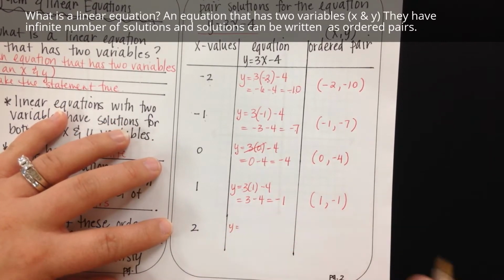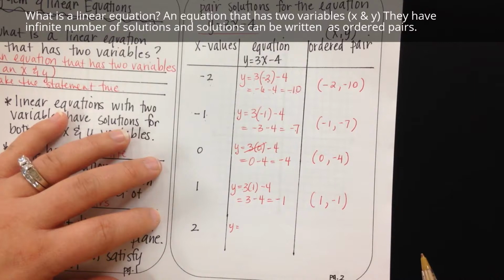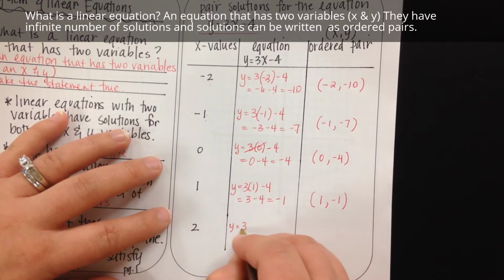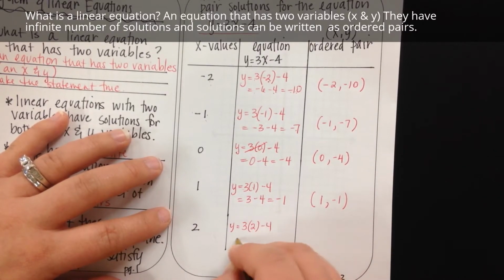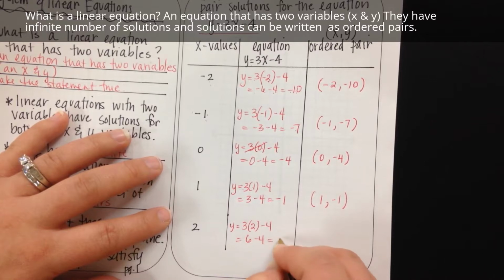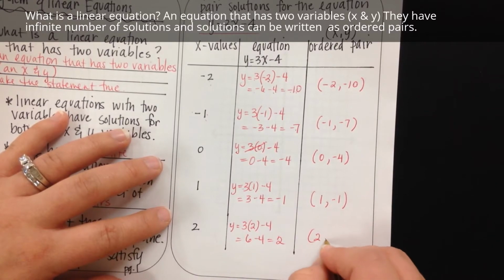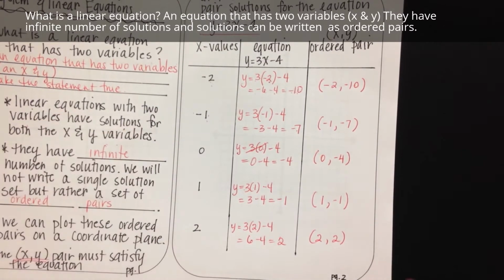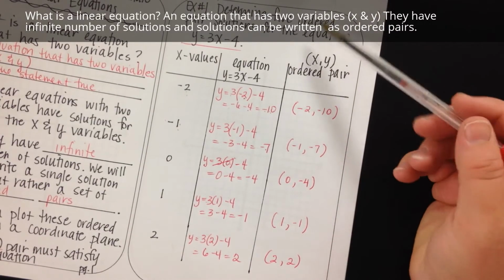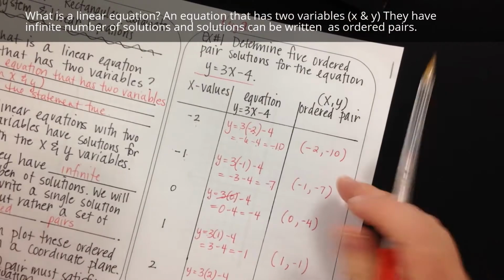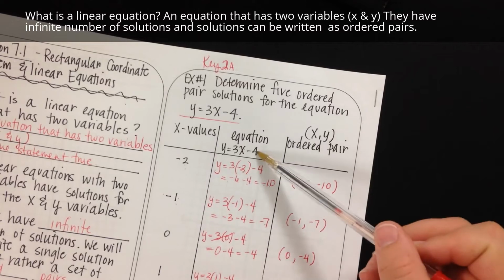Any questions so far? Is this pretty straightforward? All we're doing is plugging them in. So 3 times 2 minus 4. 6 minus 4 is 2. And so my ordered pair is 2, 2. And so here we've got 5 ordered pairs that satisfy this equation here.